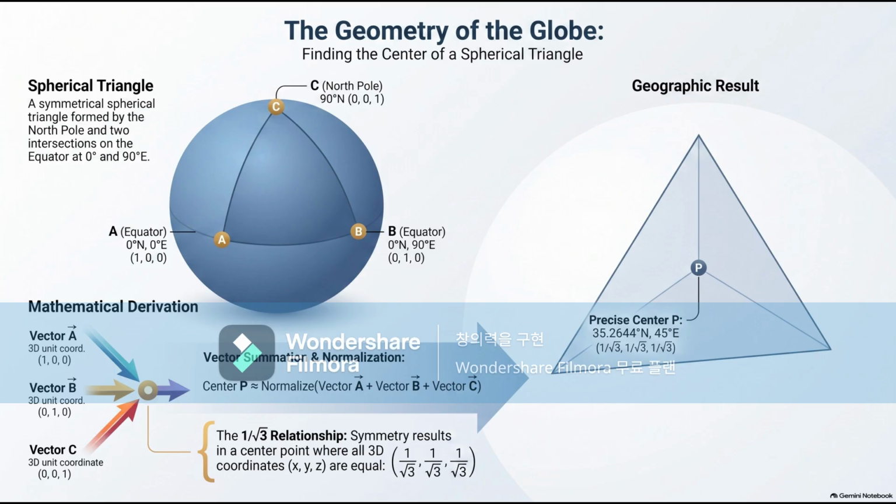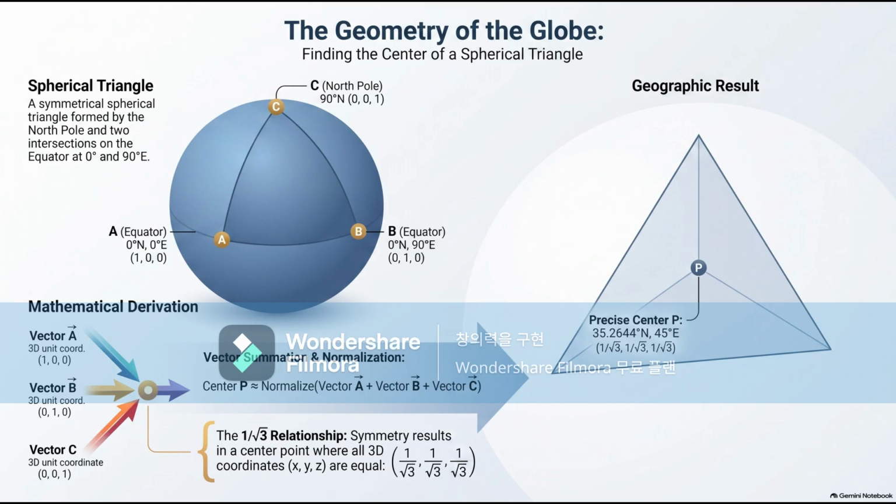If I add our latitude of 35.2644 to that distance of 54.7356, it equals exactly 90 degrees. Wow. It's perfect spatial symmetry. But it's a 3D symmetry where all 3 orthogonal axes, x, y, and z, contribute equally to the space. Right. It creates a reality that is entirely different from our flat map expectations.